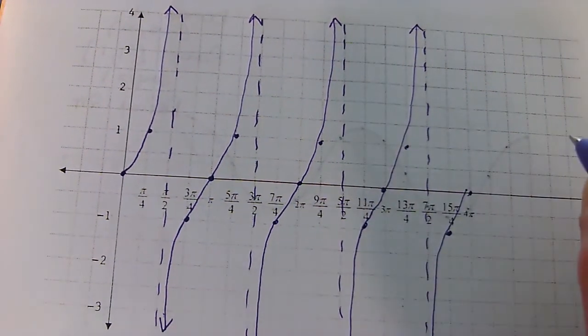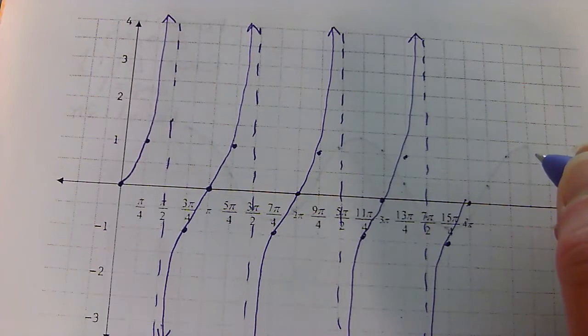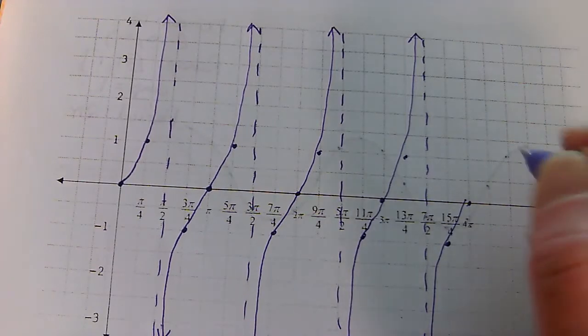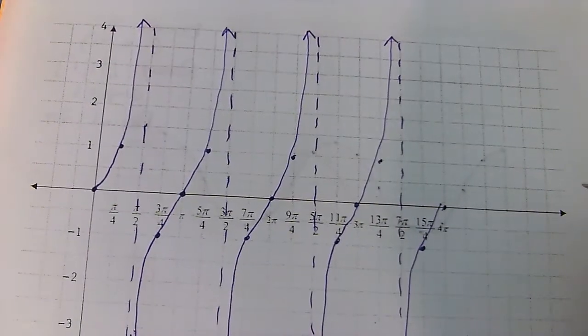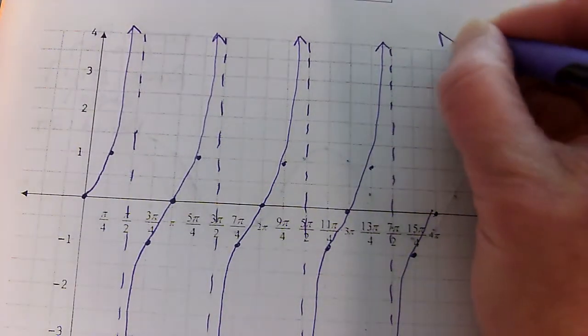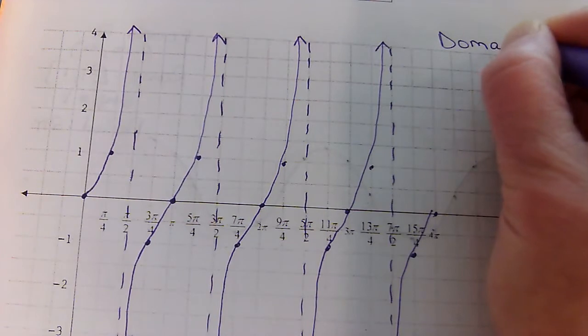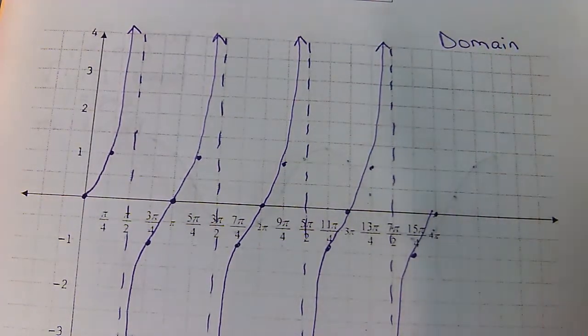Okay, so this one has something different going on about the domain. We have these breaks in the graph. That's where the graph cannot exist. Now I want you to think about when we had those periodic functions and there were breaks in the graph and they repeated every so often. We've got that going on here too.